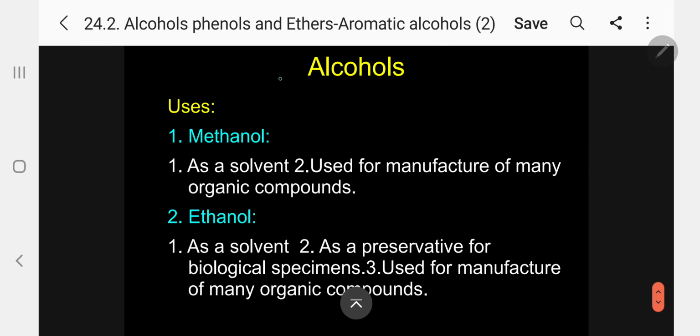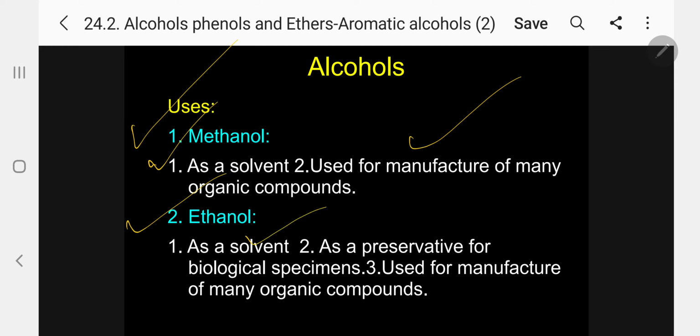Coming to uses of alcohol. The first, methanol, the lowest member, is used as a solvent commonly in the laboratory, and used for the manufacture of many organic compounds, methyl acetate, methyl formate, like that. Ethanol, the second member, is used as a solvent, commonly as a preservative for biological specimens. It is used for manufacture of many organic compounds commonly.